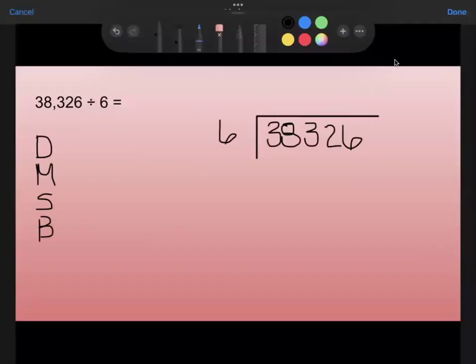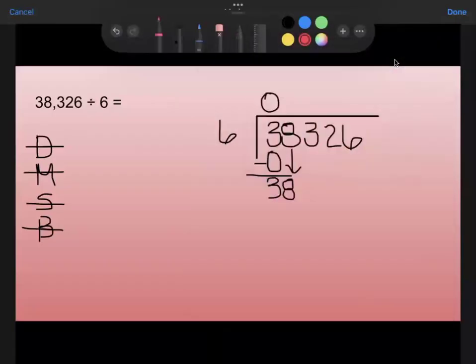Now 6 does not fit into 3. So I'm going to put a 0 there. That's the division step. 0 times 6 is 0. Okay, multiplication. 3 minus 0 is 3. That's subtraction. Now I'm going to bring down this 8. Okay, so that's the first round of steps. Here, I'll go to this color.